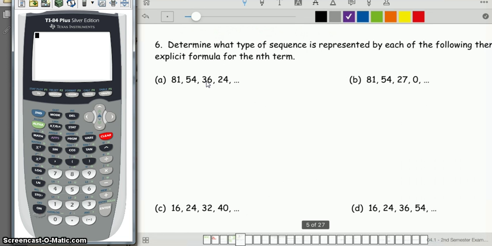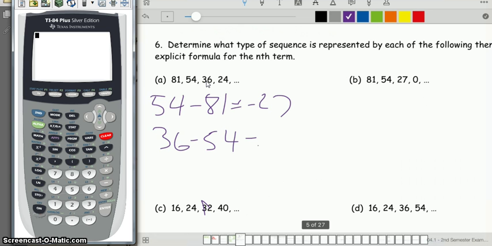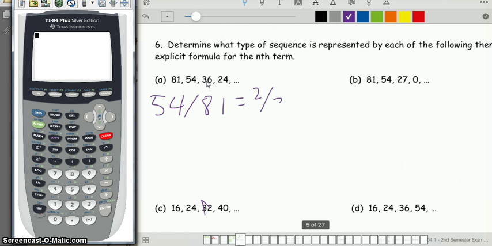In this case, for number 1, 54 minus 81 is negative 27, and 36 minus 54 is negative 18. So we know that it's not arithmetic. So then from there, I do 54 divided by 81. When I do that, I end up with 2/3. When I do 36 divided by 54, I also end up with 2/3. So what that tells me is that it's geometric.